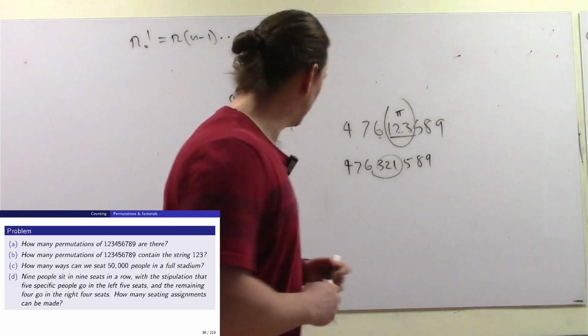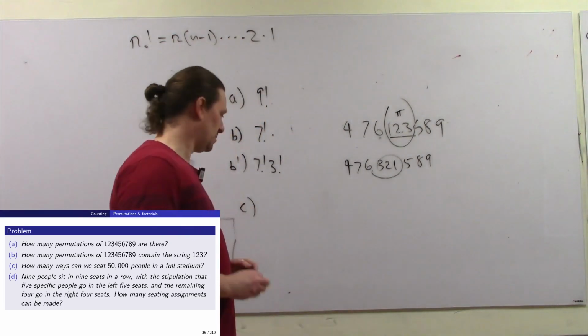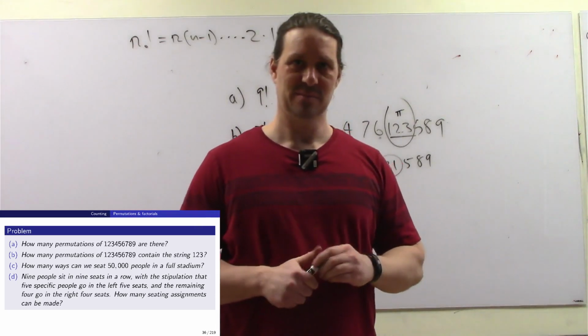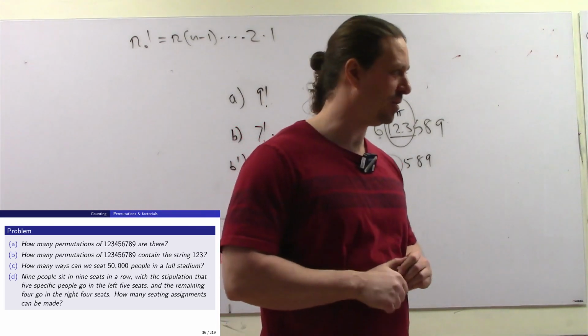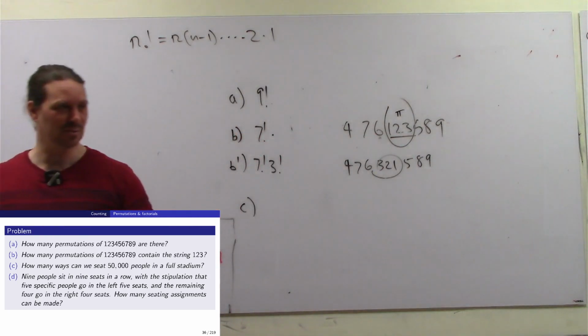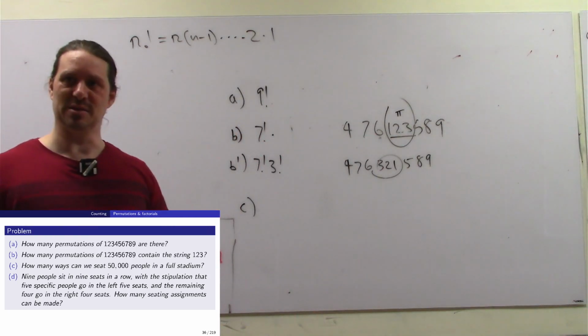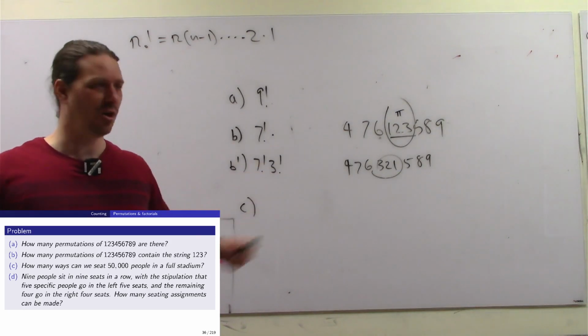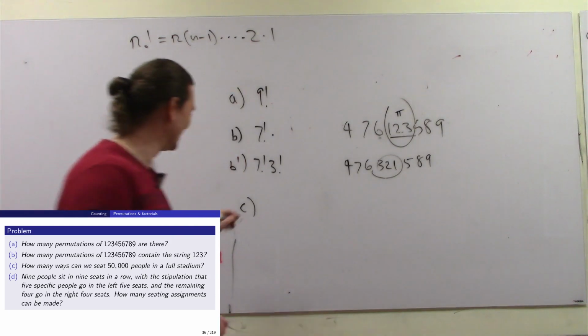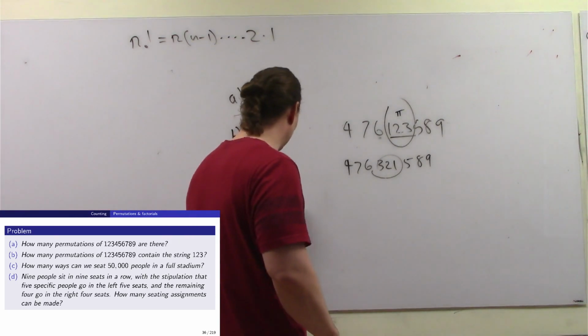How about C? This is a nice one. Say we have 50,000 people and they go into a football stadium. I mean, association football. And they fill a stadium completely. There's 50,000 seats, 50,000 people. How many different ways can I seat them in the stadium? All of the seats are unique. All the people are unique. Just yell it out. What's the answer? 50,000 factorial. Yes, exactly. 50,000 factorial.